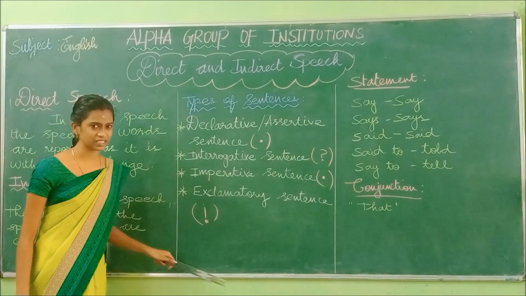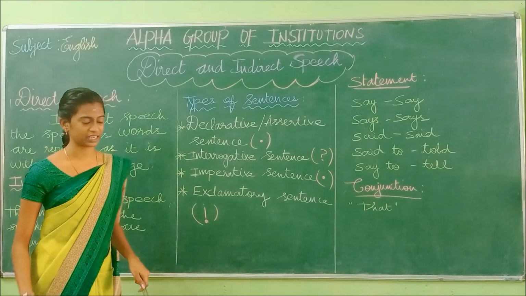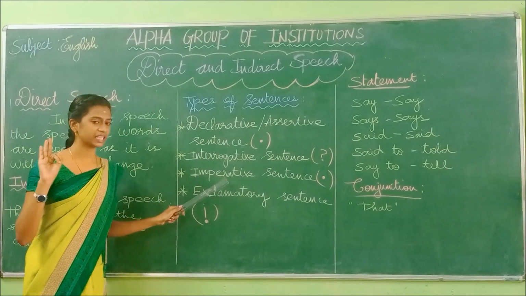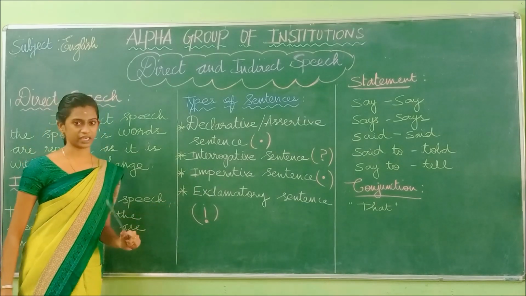So how many types of sentences are there? There are four types of sentences: declarative or assertive sentence, interrogative sentence, imperative sentence, and exclamatory sentence.